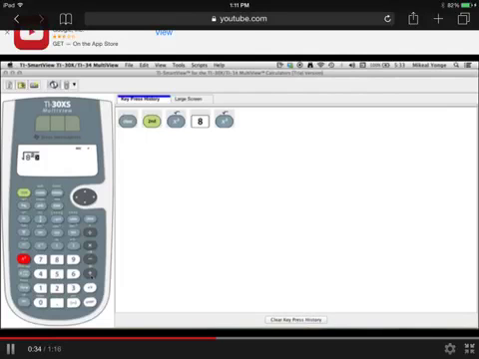We now take the first leg, which is 8, square it by typing in 8, and then the x squared button again. We want to add to that the other leg, which is 5 squared, so we hit plus 5, x squared button again.